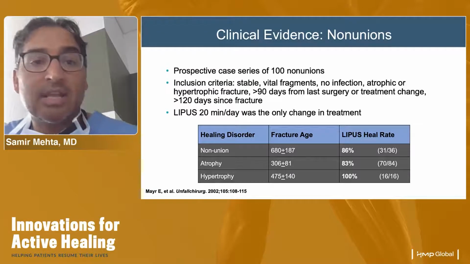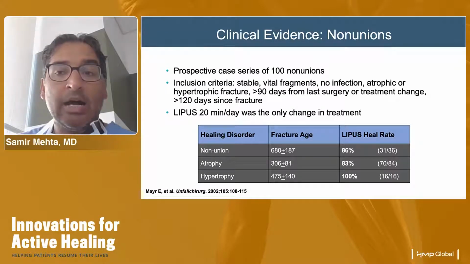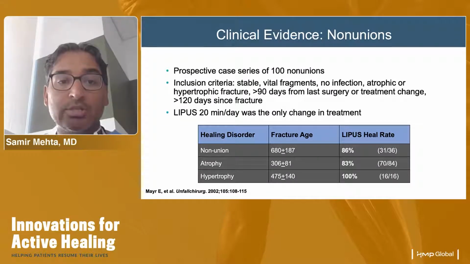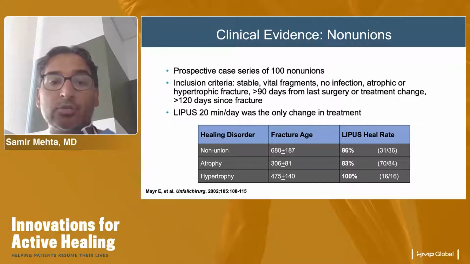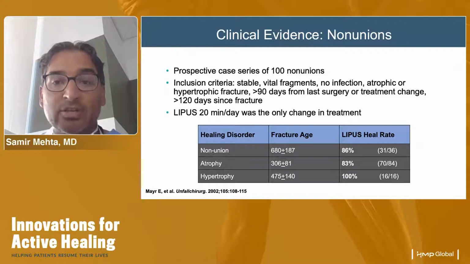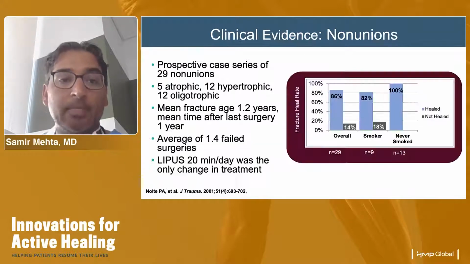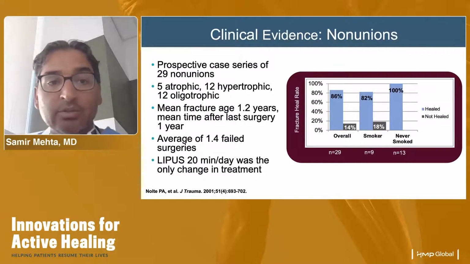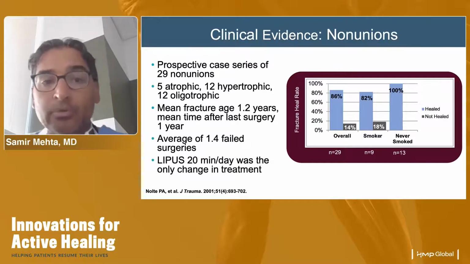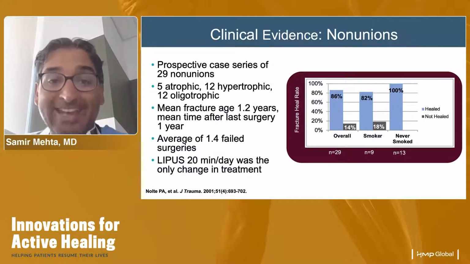There's lots of evidence about non-union treatment in patients who have been treated with ultrasound, patients who've had long-standing non-unions and their only treatment is ultrasound, showing that you can take a patient who's had a non-union for 1 year, 2 years, 3 years, and be able to treat them with ultrasound, assuming they have a stable fixation, they don't have infection, etc. In this study, it was a prospective series of 29 non-unions of various types: atrophic, hypertrophic, oligotrophic. The fracture age was about a year, and they'd already failed surgical treatment.